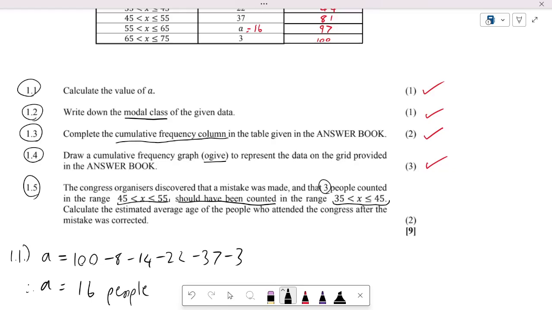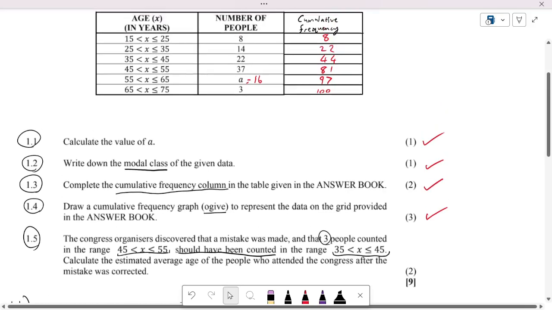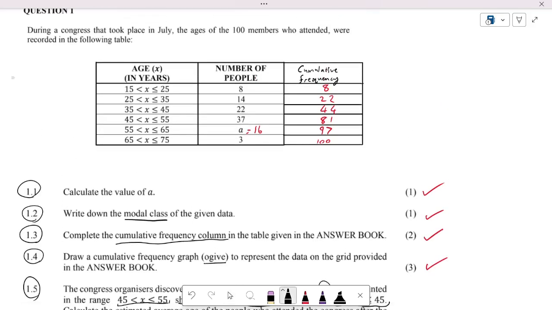So exactly what they are saying over here is the following, right? They are saying that over here, the range of 45, where X is between 45 and 55, we need to take these 3 people out that were accidentally put in, and we have to put them into this range of X is between 35 and 45. So therefore, we're going to minus this range here by 3, then we are going to put them back here into this new range. So therefore, we're going to get this range having 25 people, and this range having 34 people. So that's what it should be, right?